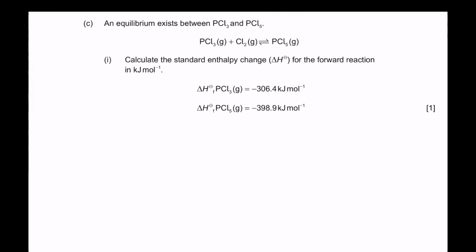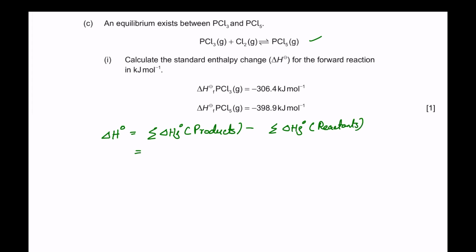So here in part C, we have an equilibrium that exists between PCl3 and PCl5. It's a reversible reaction. We have to find the standard enthalpy change for the forward reaction. So delta H naught is the summation of delta Hf naught of products minus the summation of delta Hf naught of reactants. For products, we just have PCl5, so this would be minus 398.9. And for reactants, we have PCl3 and Cl2.